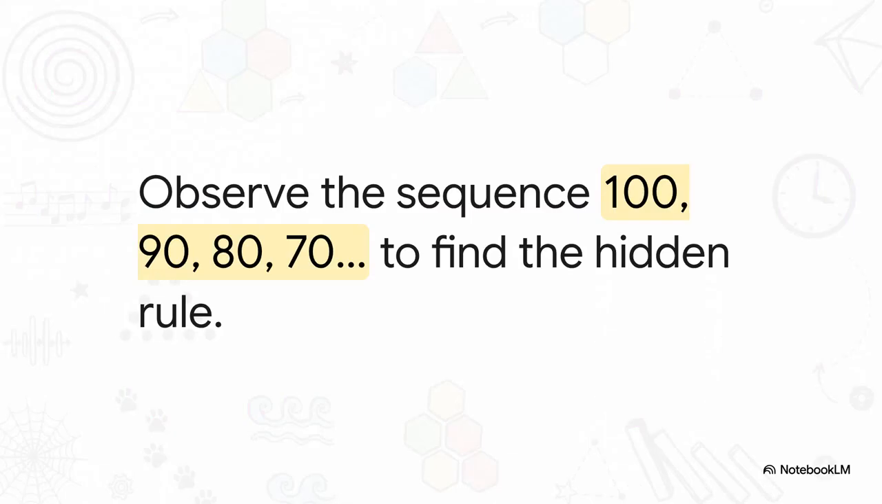Now let's try going in a completely different direction. Check out this sequence: 100, 90, 80, 70. Notice how the numbers are actually decreasing this time? They're getting smaller as we move along. Can you spot the rule before I give it away?